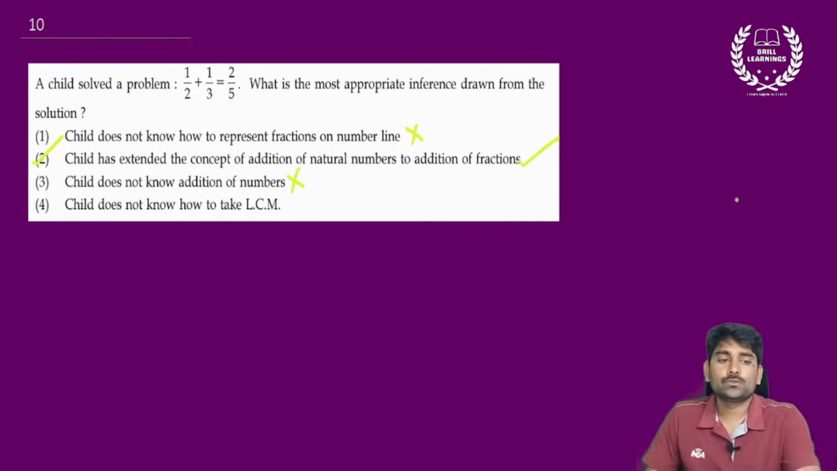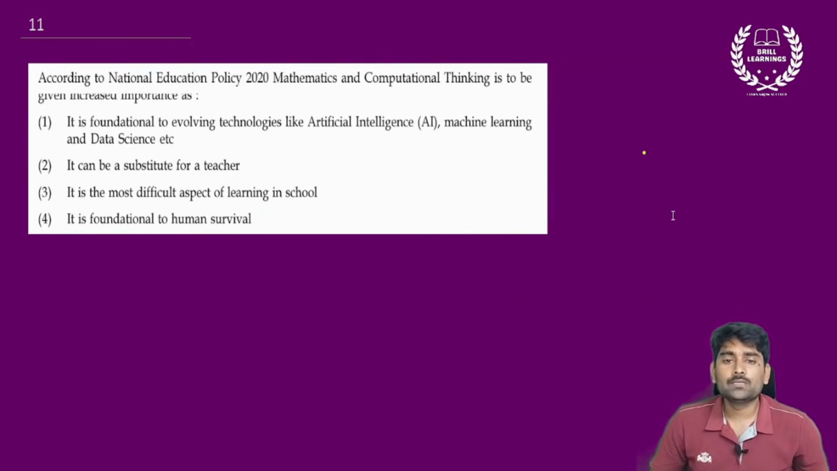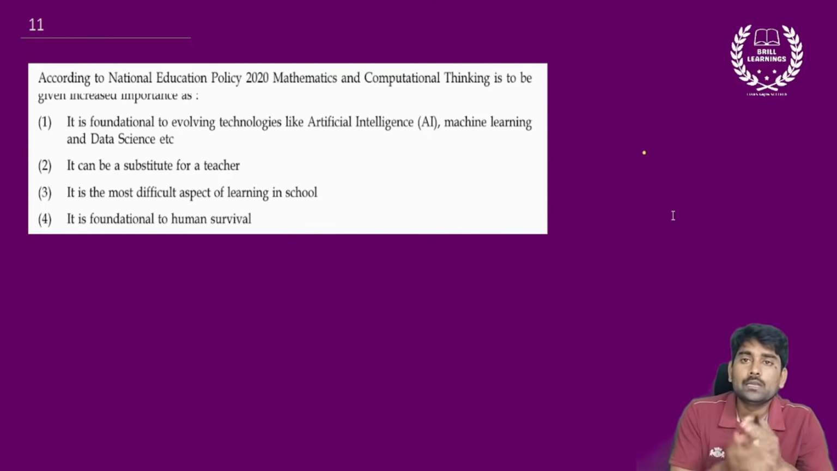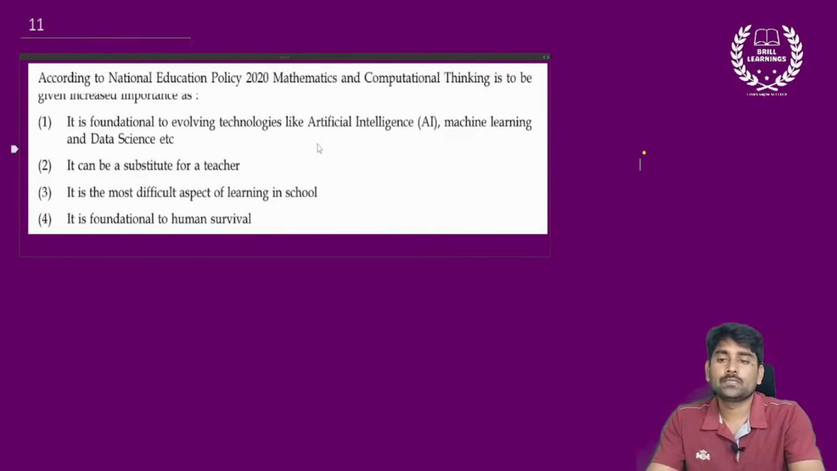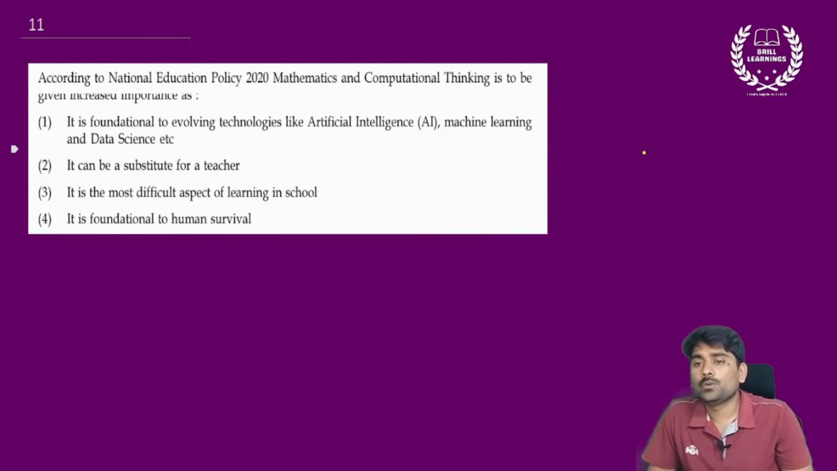So let's move on to the next question. According to NEP 2020, mathematics and computational thinking is to be given increased importance because... First of all, what is computational thinking? Computational thinking means breaking down complex problems into manageable parts. So that is computational thinking. Here, according to NEP 2020, mathematics and computational thinking is to be given more importance because it is a foundation for evolving technologies like artificial intelligence, machine learning, and data science, etc. So that is the most appropriate answer here.